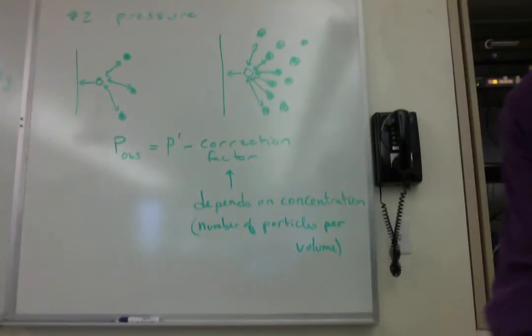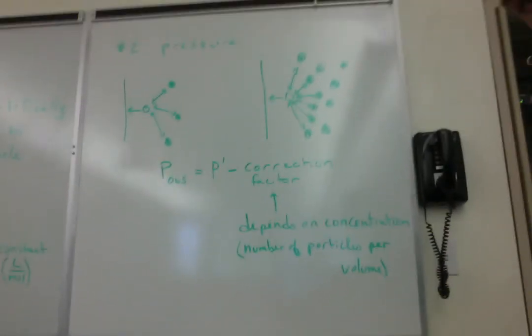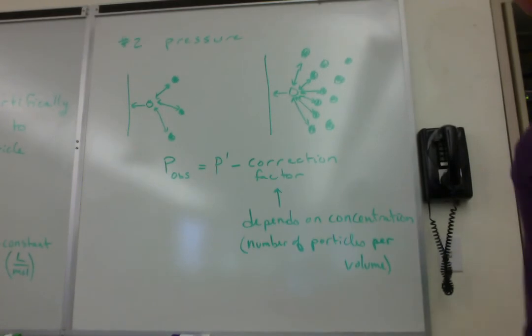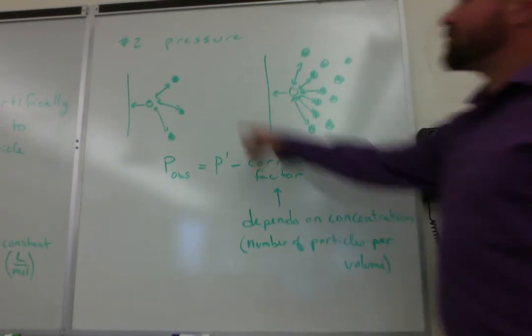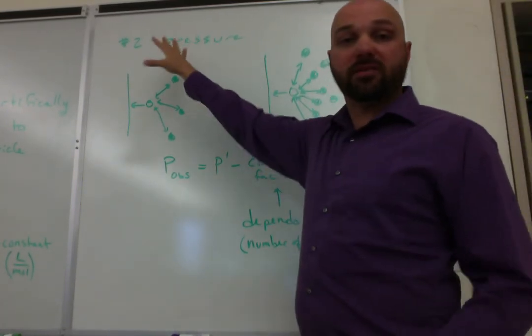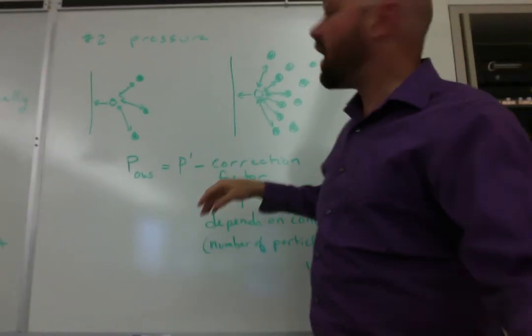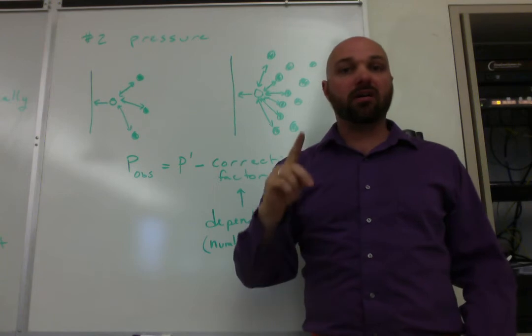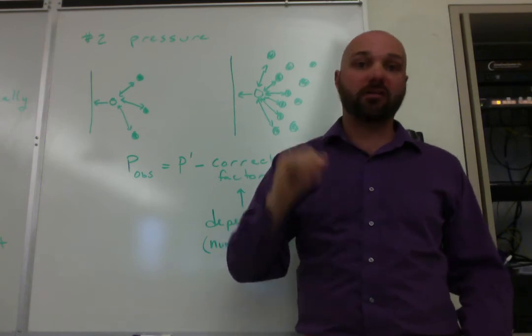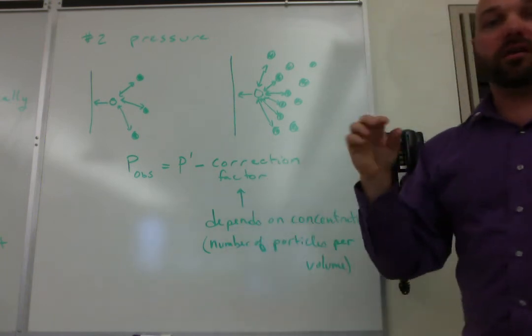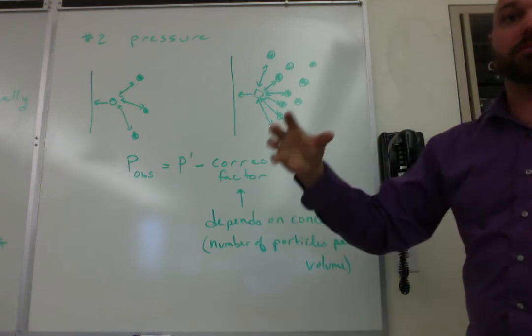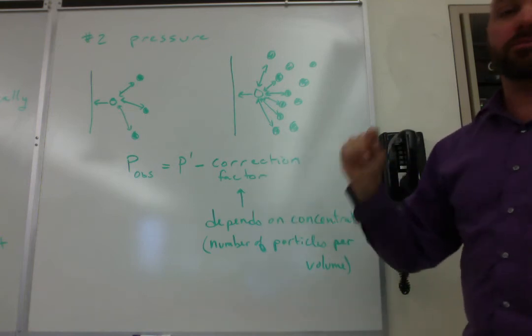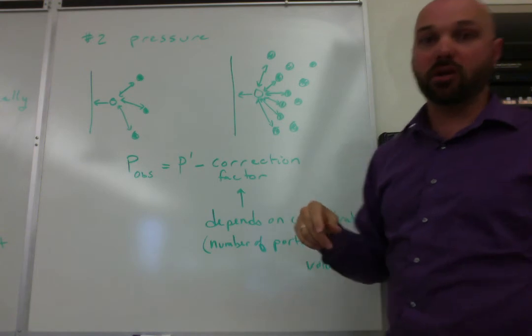The other one's a little bit more complicated. So now we're going to get into pressure. So the number two, the second correction we're going to make is pressure. What we need to think about here is the amount of particles that are available for attraction. So the more particles in the area, the more forces of attraction that are going to occur.